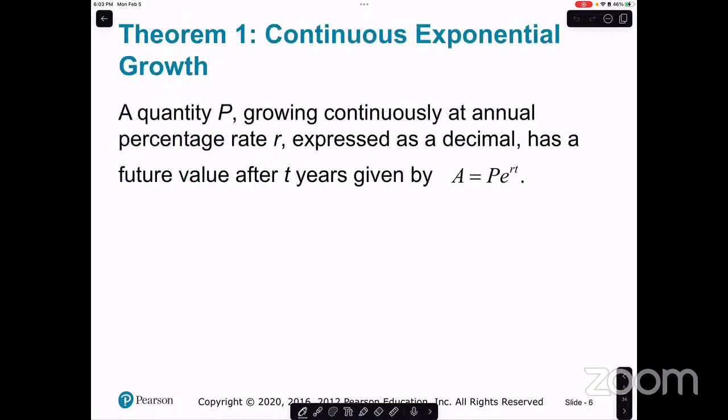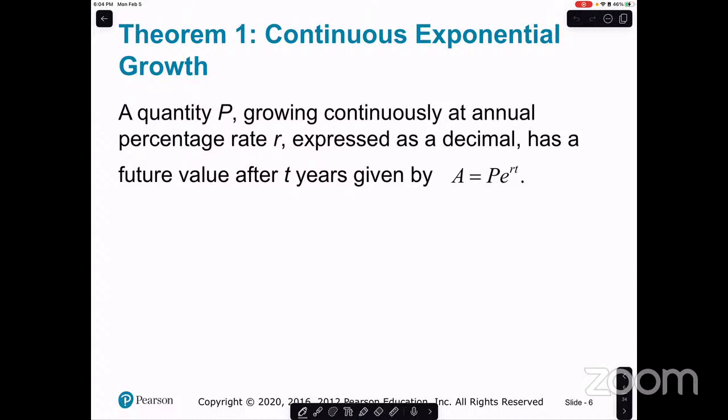Okay. So the quantity P growing continuously at an annual percent rate R expressed as a decimal has a future value after T given by this, right? I was about to say it's like continuous compound interest, but it's more like an exponential growth model. They're the same. It's just one applies to finances and this applies to something like population growth that's growing exponentially.